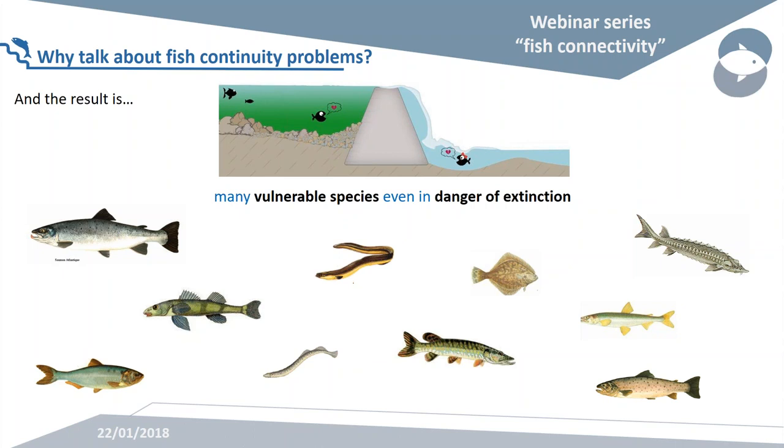But all the fish that you have here are in danger or vulnerable, like salmon, eels, shad, lampreys, flounder, or other small local species like the apron du Rhône, this small species here. They are not vulnerable or in danger only because of fish continuity, but it's regularly one of the big aims to manage if we want to save these species. Okay, I won't be longer about this.